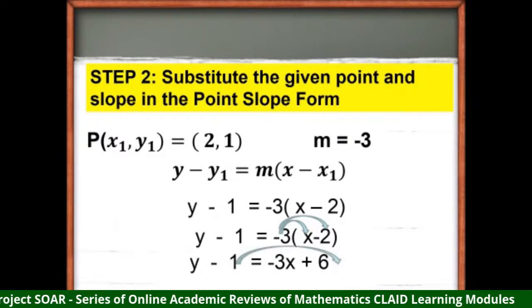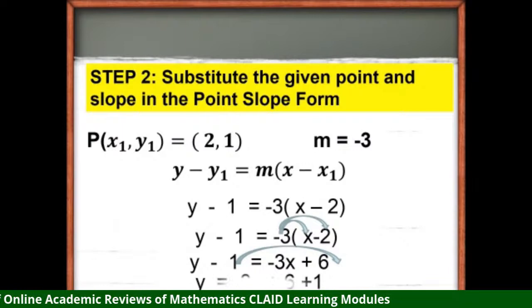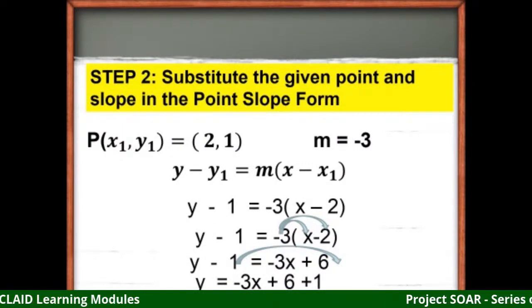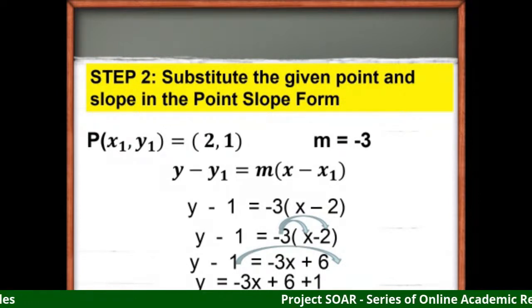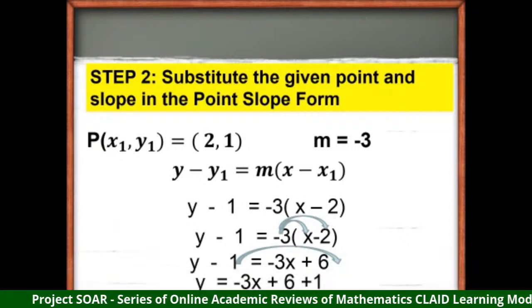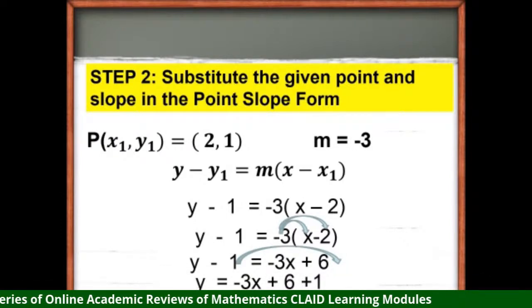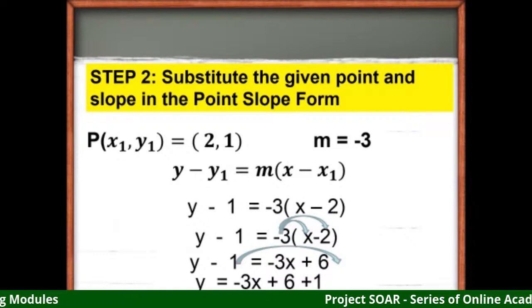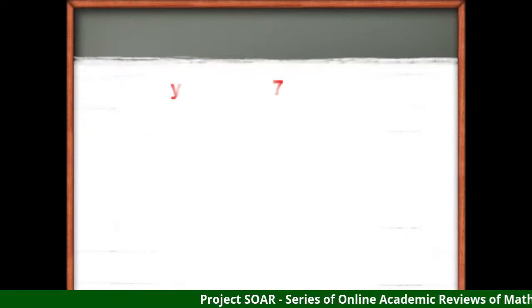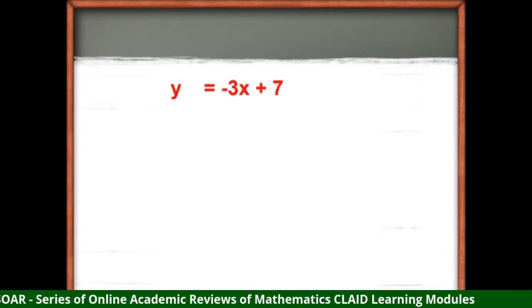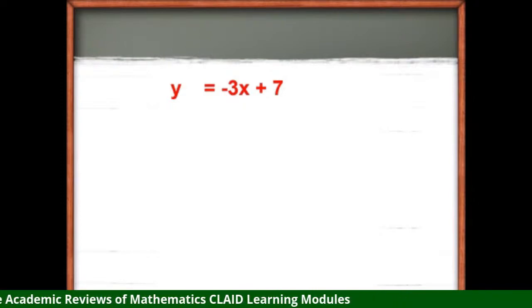Transposing negative 1 on the right side, we have y equals negative 3x plus 6 plus 1. So as we do the technique of transposition, we will change the sign. That is negative, that will become positive, or vice versa. Simplifying 6 and 1, since they are both constants, we will have y equals negative 3x plus 7. And this will be our equation of the line.